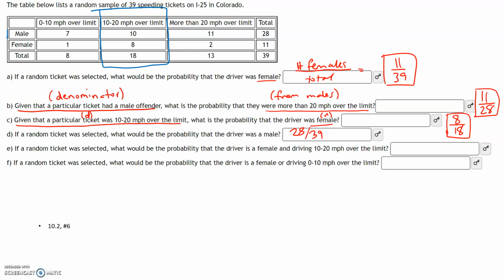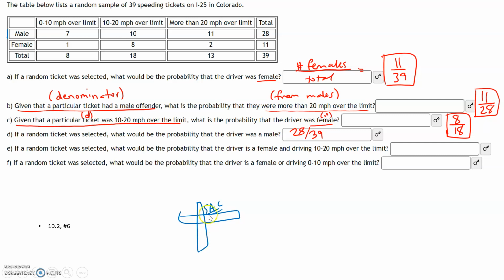Part E says, if a random ticket was selected, what would be the probability that the driver is a female and driving 10 to 20 miles over the speed limit? So think of the word and as an intersection. So Santa Ana College is on Bristol and 17th. So this is Bristol, this is 17th, and then SAC is at the intersection of that, Bristol and 17th. So think of the word and as an intersection.